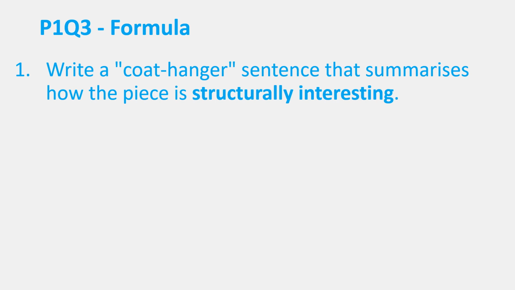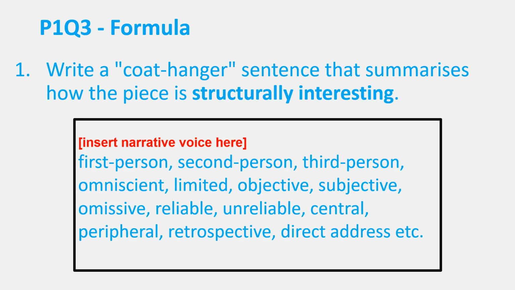Let's have a look at the second part of your coat hanger sentence, and this is when you're looking at the narrative voice. Well, you know the kind of words you're going to use here because they're the kind of words that were in that fill in the blank activity at the start of the recorded lesson. You're going to be talking about first person, second person, third person, omniscient, limited, objective, subjective, etc. Those are pretty much all the words that are pulled from that fill in the blanks activity.